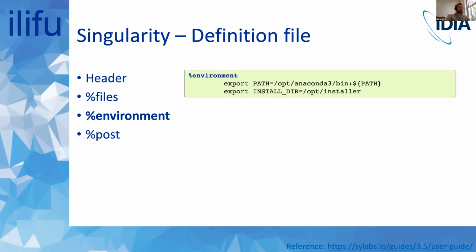The environment section is used to set up your environment variables. These would be invoked when the container environment is launched by the users. So when you're calling the container with shell or exec to run the container with a script, these environment variables are set when the container is launched. And finally, the post section.